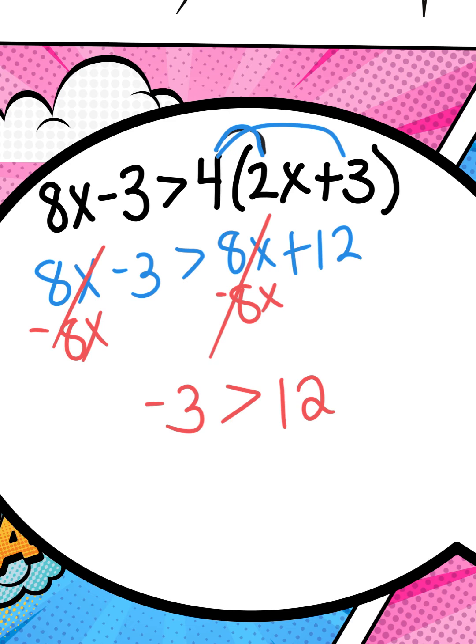Now, when these were equations and this happened, if this had been an equal sign, we would say negative 3 does not equal 12, therefore there are no solutions. However, this time it doesn't say equals. In this particular problem, it says greater than. So you have to read this and ask yourself if this is true or false. It says negative 3 is greater than 12. Well, negative 3 is definitely not greater than 12. So therefore, we would say this is false, which means that there would be no solutions.